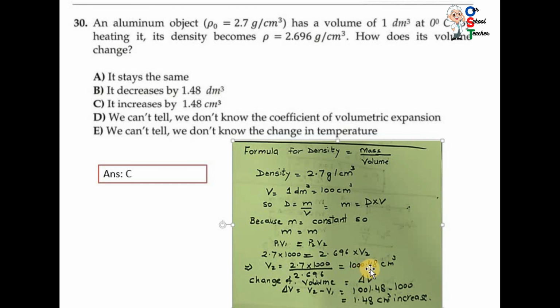So this is 1001.48 cubic centimeter. So we need change in volume. Delta V is equal to V2 minus V1, 1001.48 minus 1000. So you can get 1.48 cubic centimeter. So this is the increase in volume. So this is the end of this paper 2017.